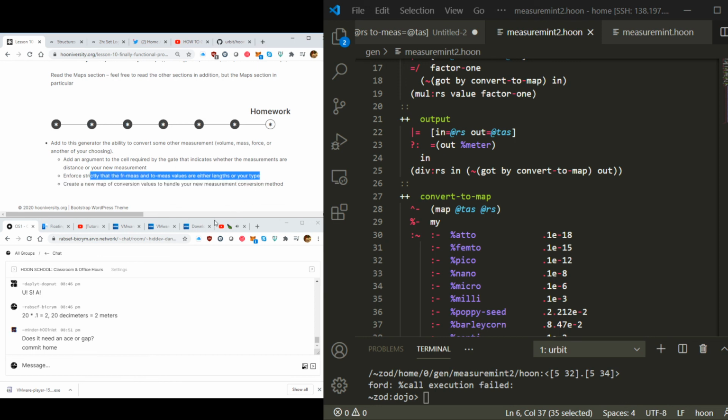Again, you will further enforce that the from and to measurement of your types are strictly construed, and you're going to create a new map that handles your conversion method. So basically, you're going to write a second set of arms here, or you can reuse the ones that you got if you can think of a good way of doing that, to convert volume or mass or, I don't know, temperature or something else. Okay? Alles klar?